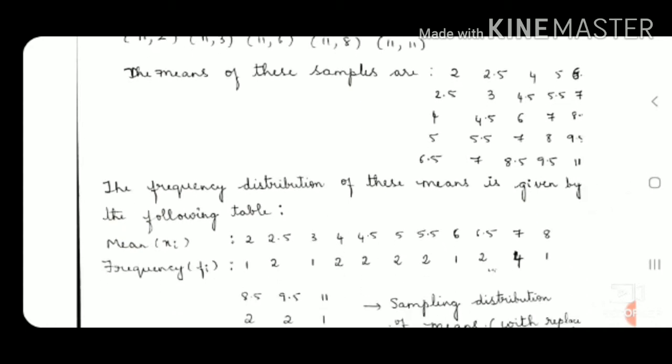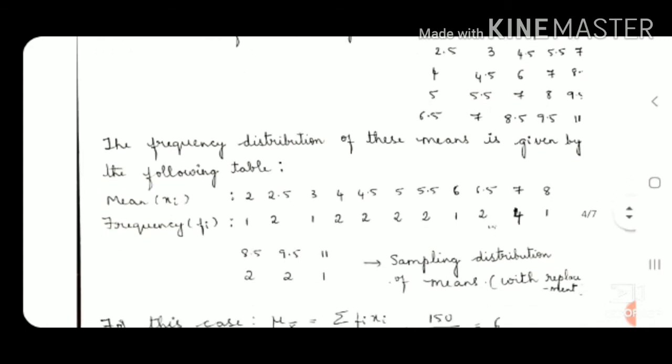So 2 appears only once, so the frequency is 1. 2.5 appears 2 times, so the frequency is 2. We observe that 7 appears 4 times in the table, so the frequency is taken as 4. So this frequency distribution is called the sampling distribution of means.